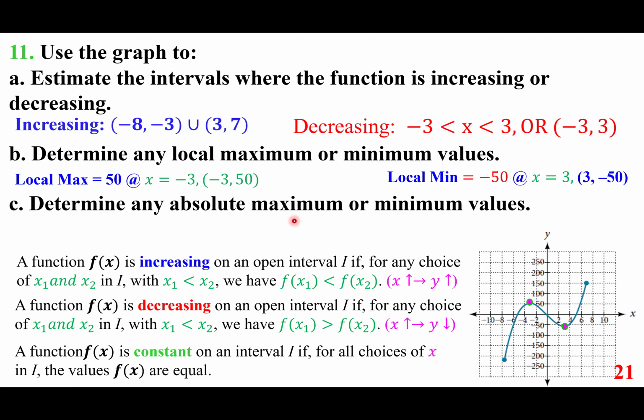What about an absolute maximum? The endpoints can be absolute, and I hope you see that. These are local. This is an absolute max, this is an absolute min. So the absolute max is this point, and it is equal to 150. It happens somewhere between 6 and 8, 7 roughly. So the absolute maximum is 150 at x equals 7, or you can say 7 and 150. The absolute minimum is this one.